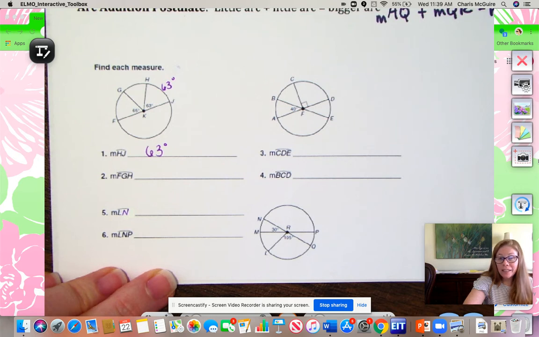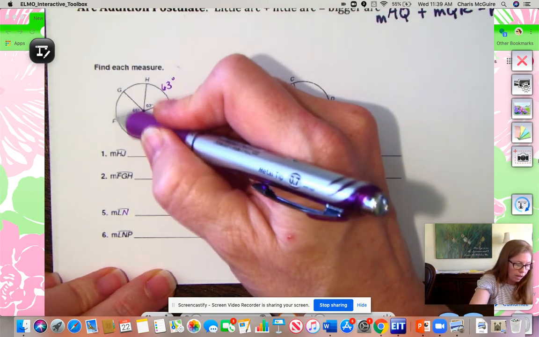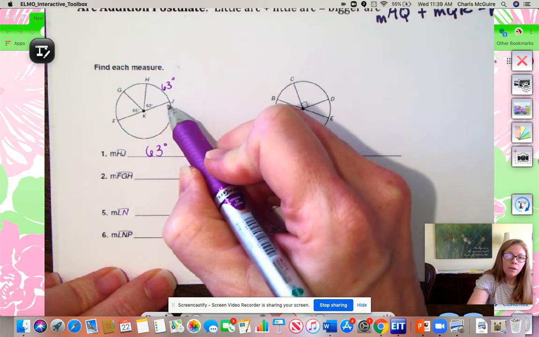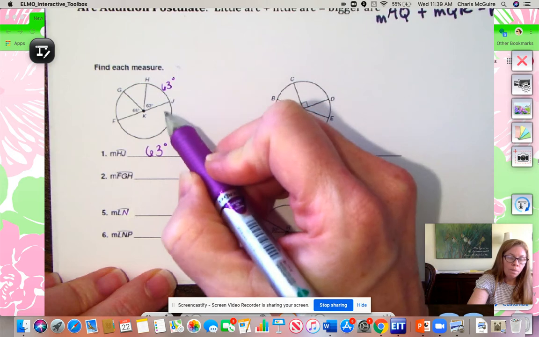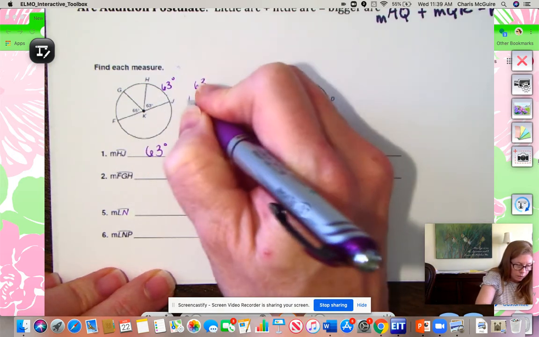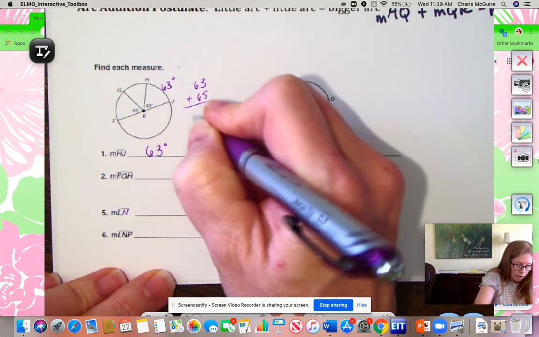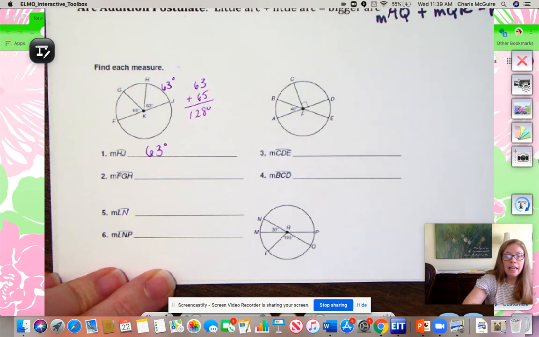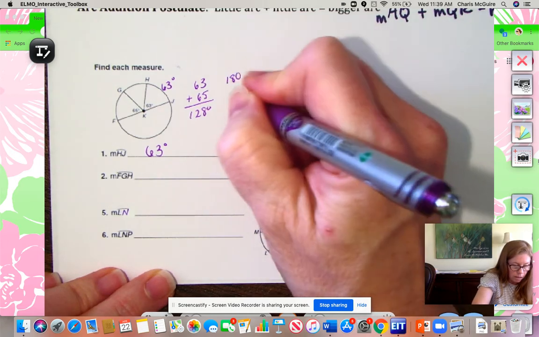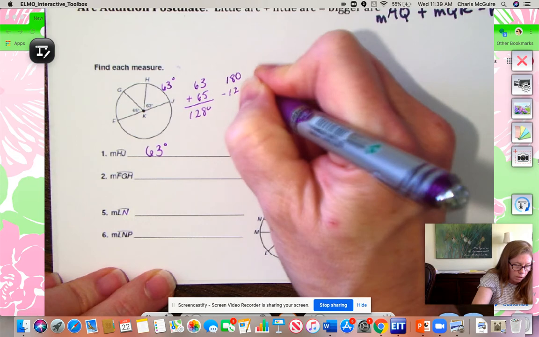Okay, so hopefully you're getting 117 degrees. And what you want to do here is realize that you've got 180 degrees. FJ, it's a diameter, so that's a semicircle. So you can add up the 63 plus the 65, and you're going to get 128 degrees. And then you're going to subtract that from 180. So we're going to do 180 minus 128.